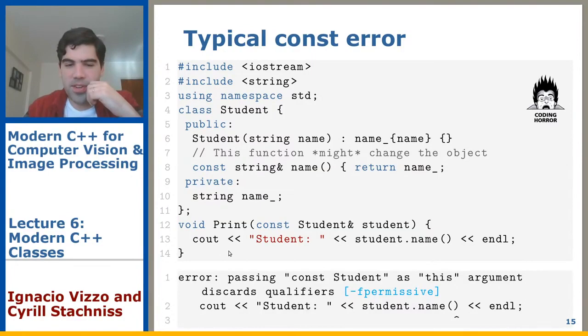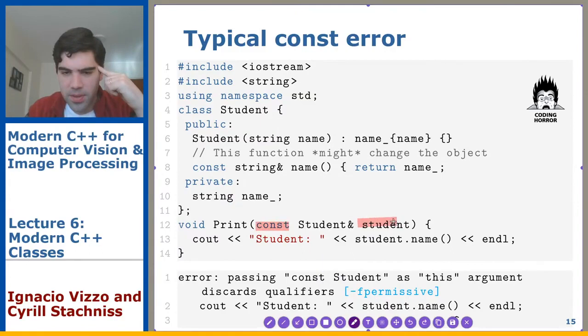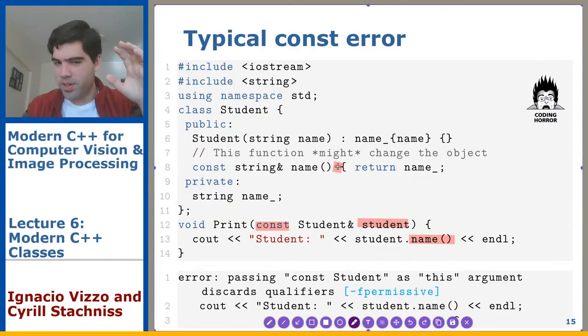The thing is, there is this weird error that is always "const student as argument discards qualifiers." What is the problem with this? The print function is taking a const reference to the student. The problem is that you, as a compiler, need to make sure that no one changed this student member. And then when you call name, there is no const here.